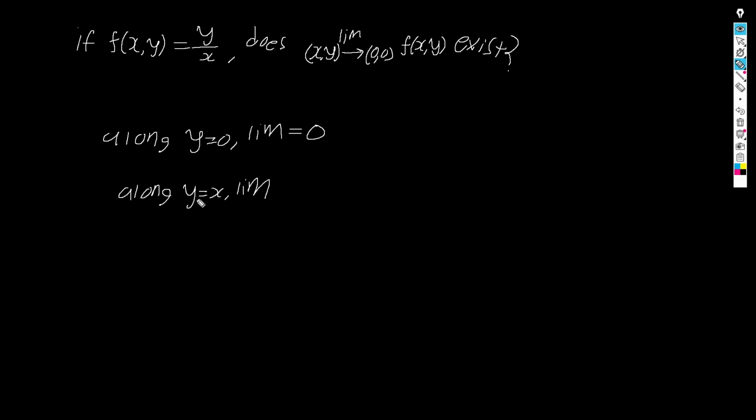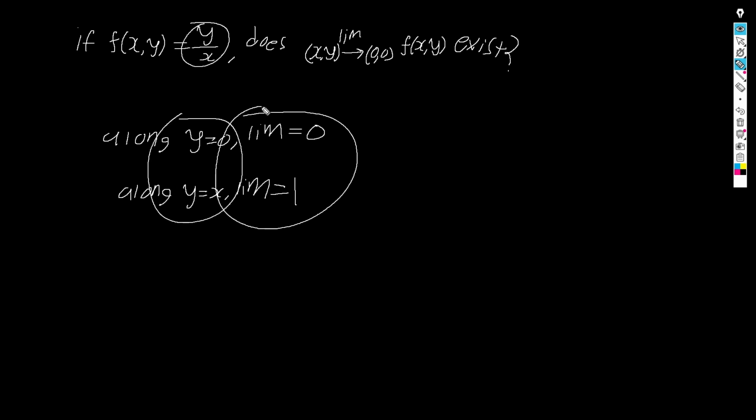Now we're going to approach along another line, y equals x. If y equals x in this function, it approaches 1, because if y is x, then this is always just 1, so the limit is 1. So we have two different lines of approach here and two different limits, so the limit doesn't exist.